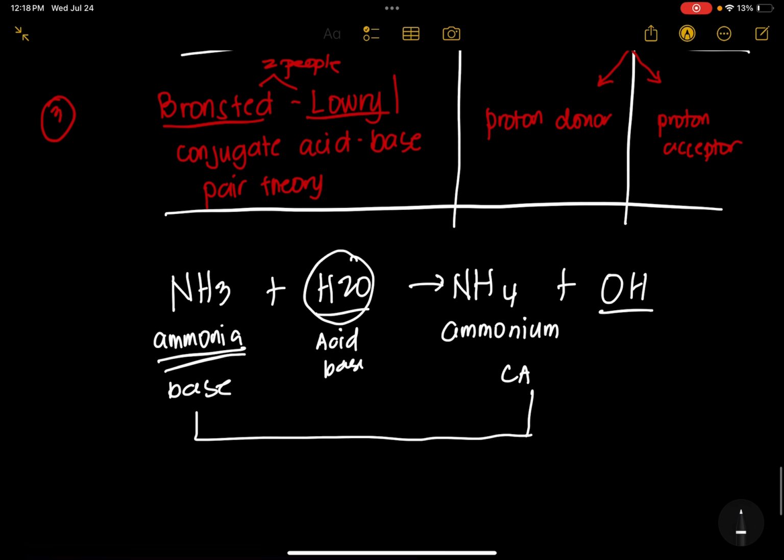We look at its other partner, which is this one. Mostly, the OH or hydroxide is basic. Sorry, conjugate base. So we would assume that it is acidic.